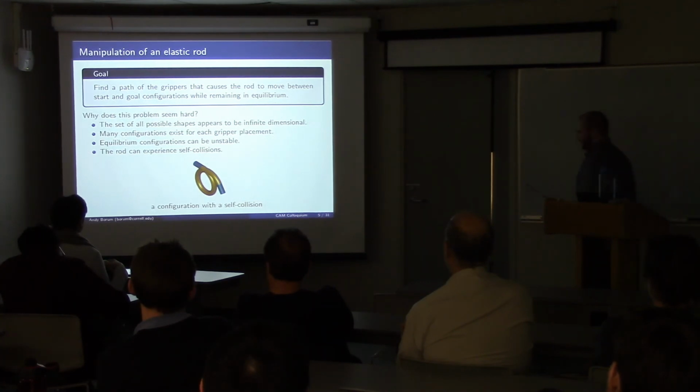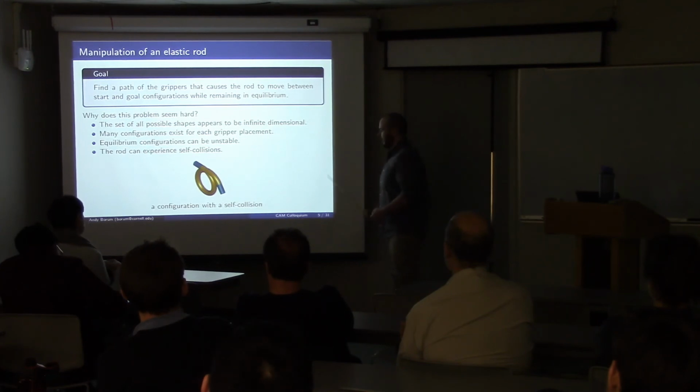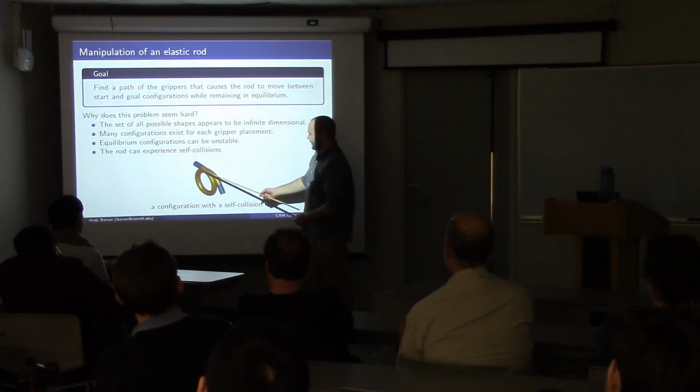Finally, the rod could have self-intersections. Here's an equilibrium shape of the rod. This is also unstable, but also this has an intersection with itself right here.